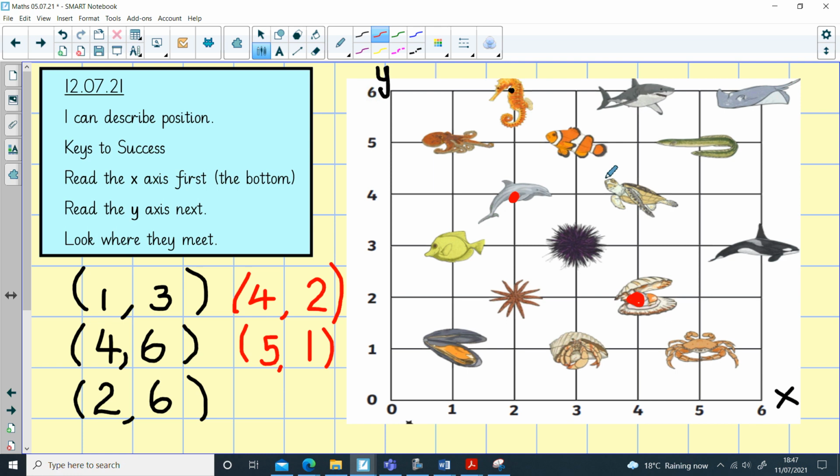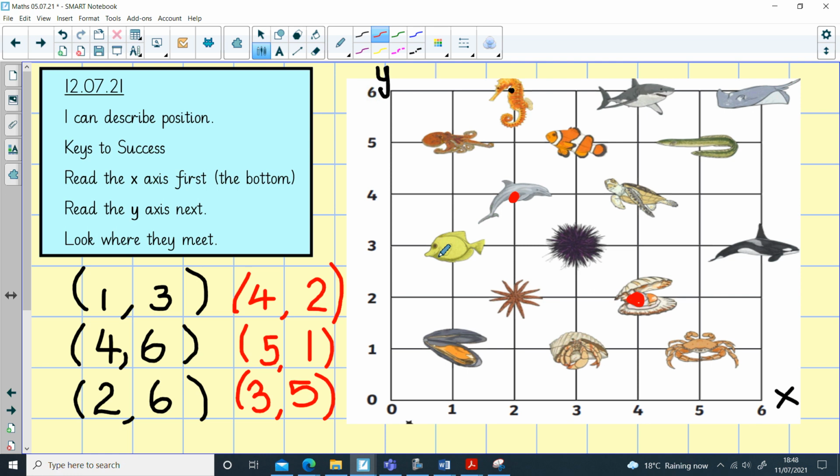Okay, hopefully you've had a chance to do that. So Nemo is across to 3 and up to 5. So bracket 3, comma 5. I wonder what is at 1, 5. So have a look now at 1, 5. Remember the x-axis first. Well done. So across to 1, up to 5, it's Mr. I can't tell if it's Mr. Octopus or Mr. Squid. I don't know. But it's this one here.